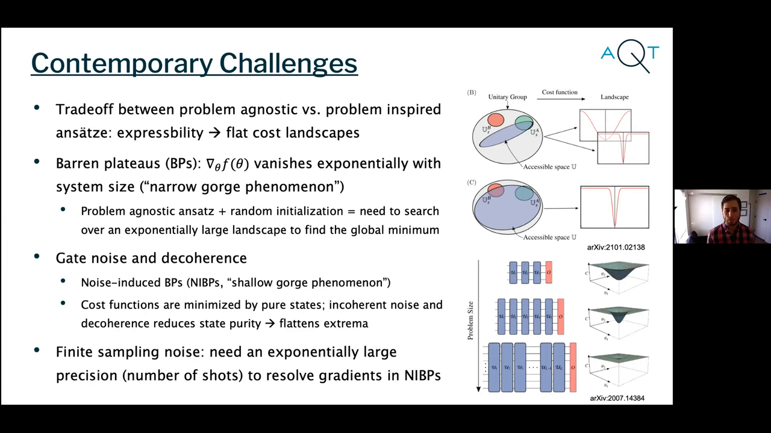Finally, I'll just mention finite sampling noise. We take a finite number of shots for each Pauli string in your Hamiltonian. But if you're being impacted by noise-induced barren plateaus, you actually need an exponentially large number of shots to resolve gradients in these regions. Both these problems are quite difficult to overcome, especially in the NISQ era where we have such noisy quantum processors.